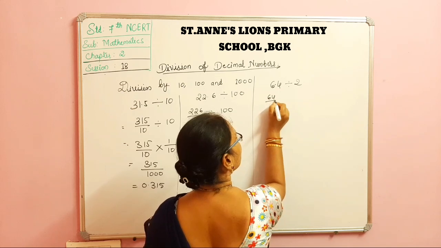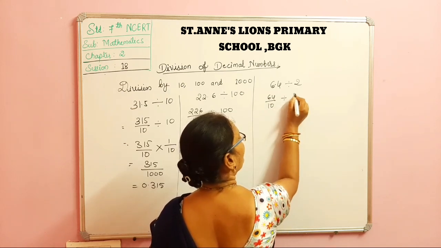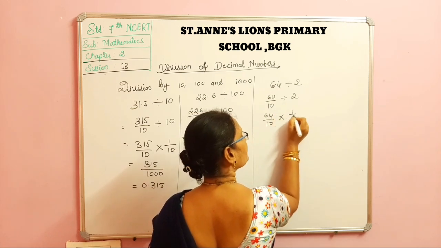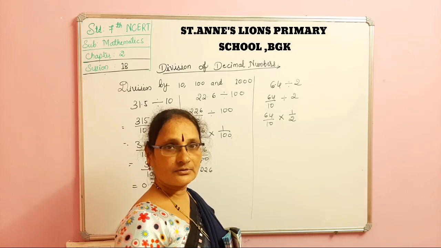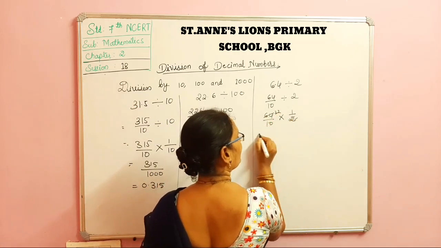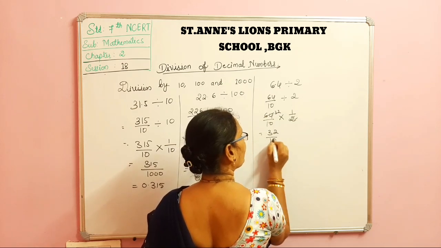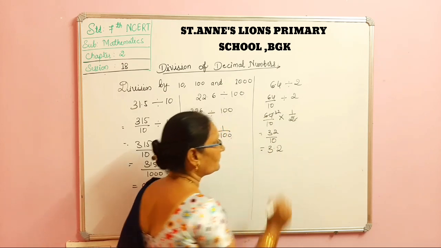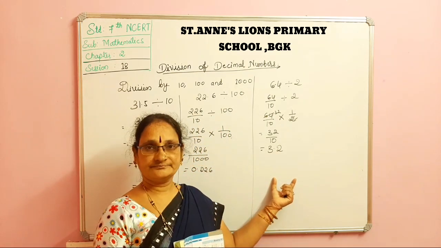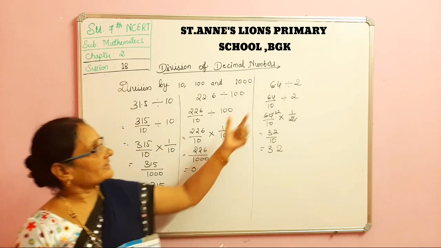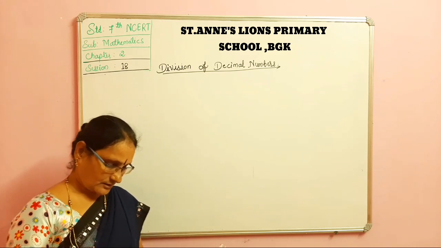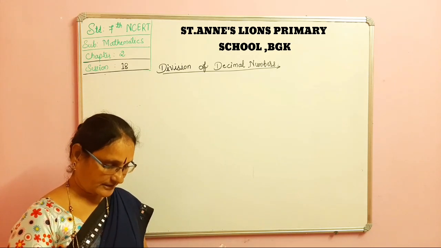6.4 can be written as 64 by 10 divided by 2. 64 by 10 into the reciprocal. Now 2 ones are 2, 2 threes are 6, so this is 32 by 10, or this is nothing but 3.2. See, very simple way we have done it. This is a decimal divided by a whole number.